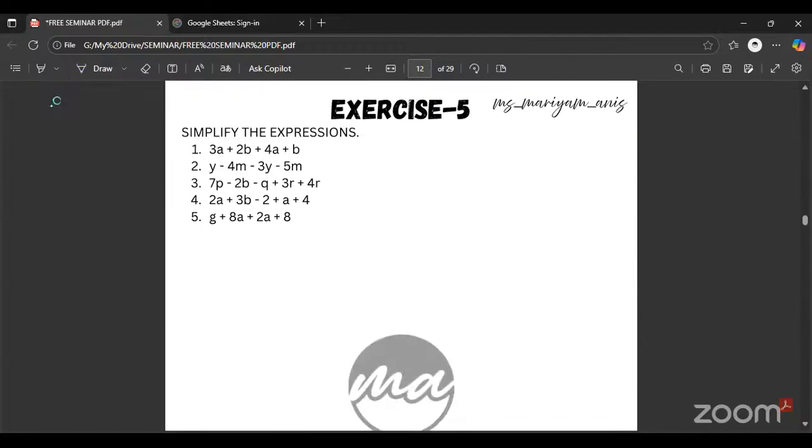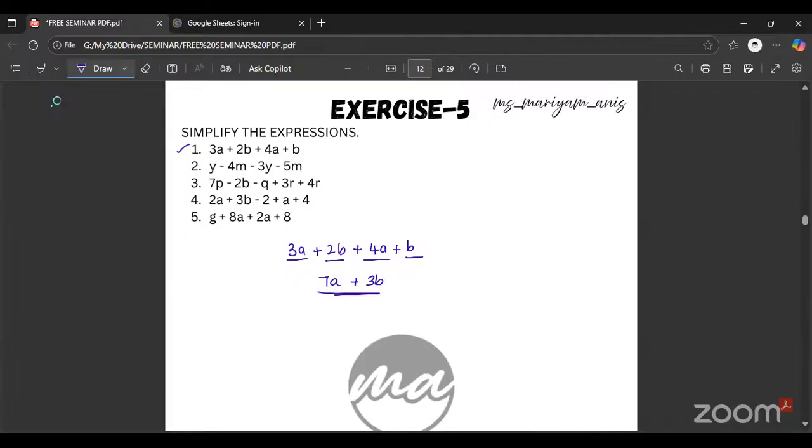Okay, let's look at the first question. 3a plus 2b plus 4a plus b. Here we have two unknown letters. Let's combine all the a's together. 3a plus 4a will be 7a. 2b plus b will be 3b. So this is your final answer: 7a plus 3b.